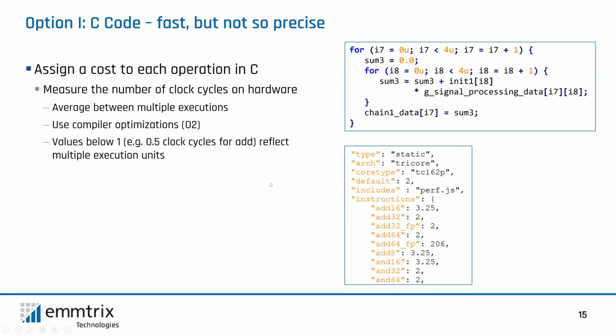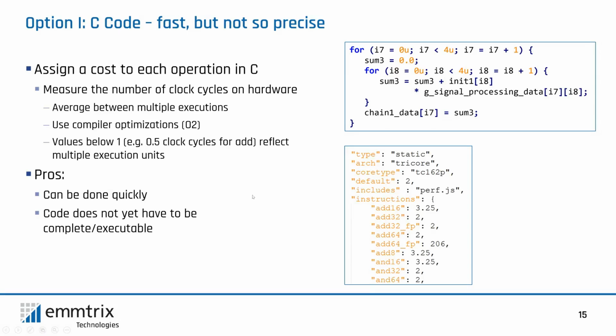And in this example, I don't have any values below 1. So in some cases, we can even see 0.5, for example, for an addition. This would mean that the hardware has multiple execution units. It can basically execute 2 of these additions in 1 clock cycle.